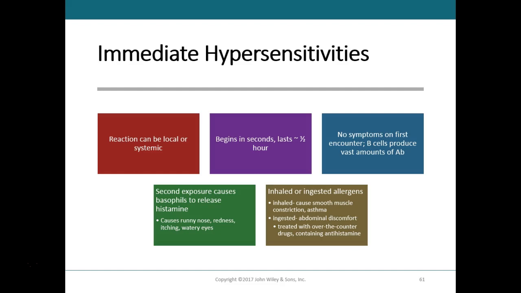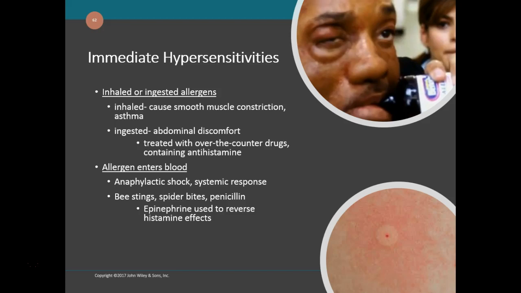We breathe something in, such as dust or pollen or molds, or something that is ingested. We take it in as we're eating, or we swallow something that can cause those immediate reactions. A lot of these immediate hypersensitivities can be treated with over-the-counter antihistamines that block those basophils from releasing histamine. However, there are times that these allergens can cause an anaphylactic response.